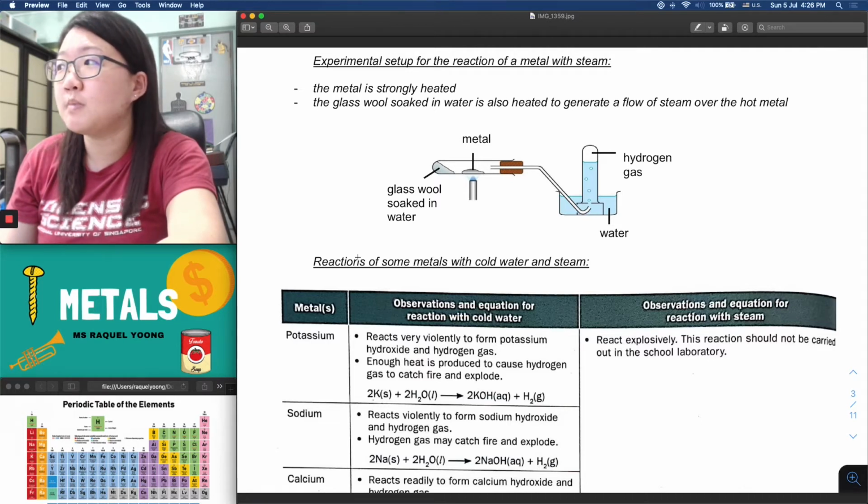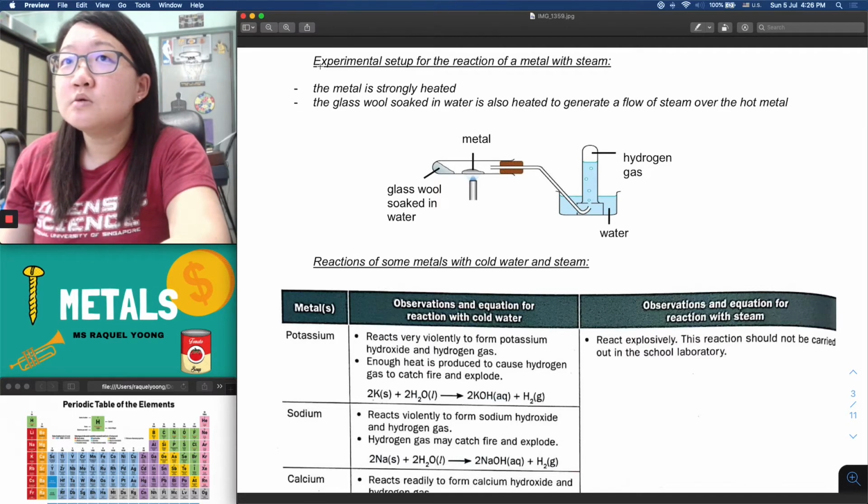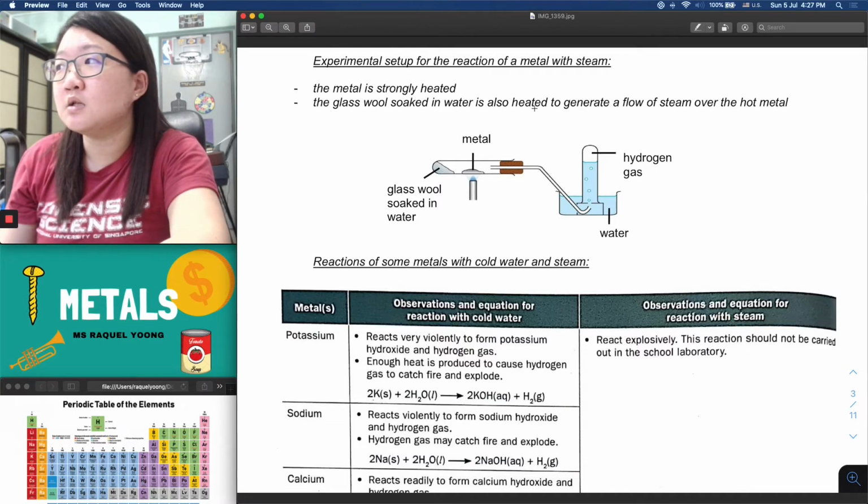So yeah, please be reminded to not forget things that we have learned from the start of the year. Okay, so in this experiment, your metal will be strongly heated. So the water that is soaked in the glass wool is likewise being heated in the process to generate a flow of steam, which is water in the gaseous state, over the hot metal. So this is how the reaction is able to happen.